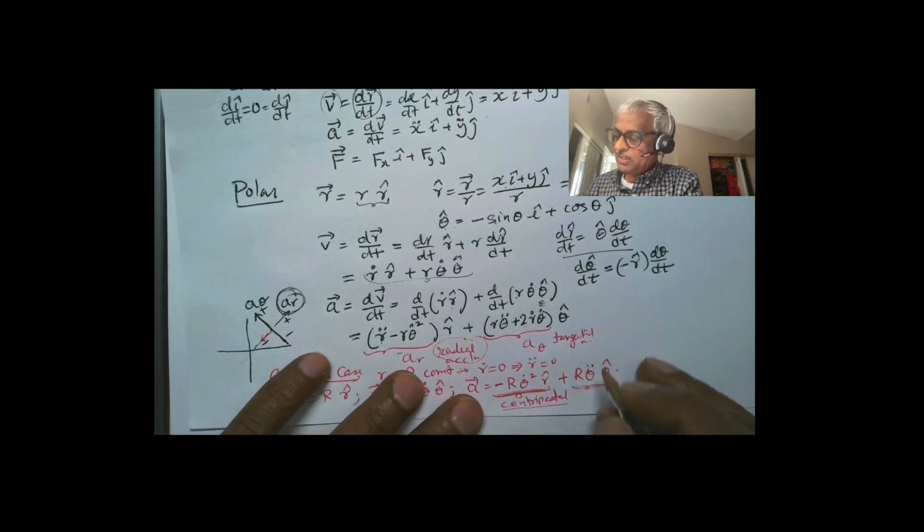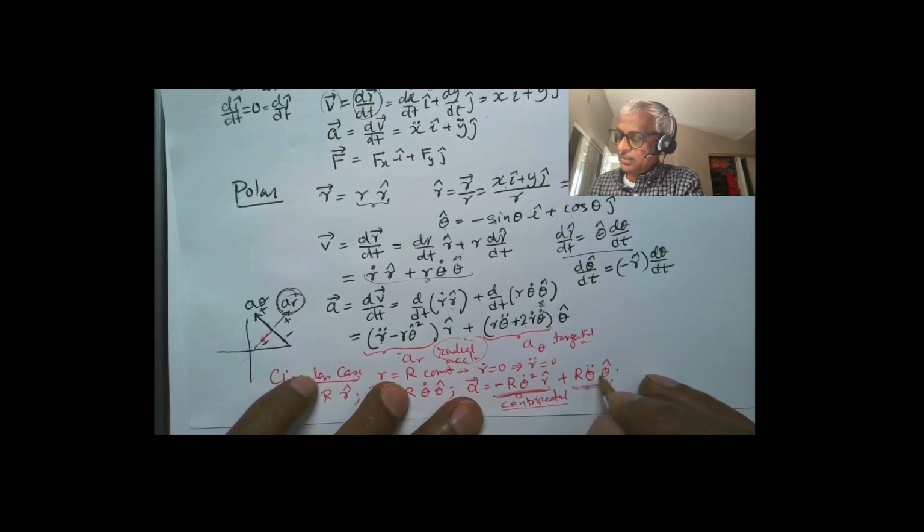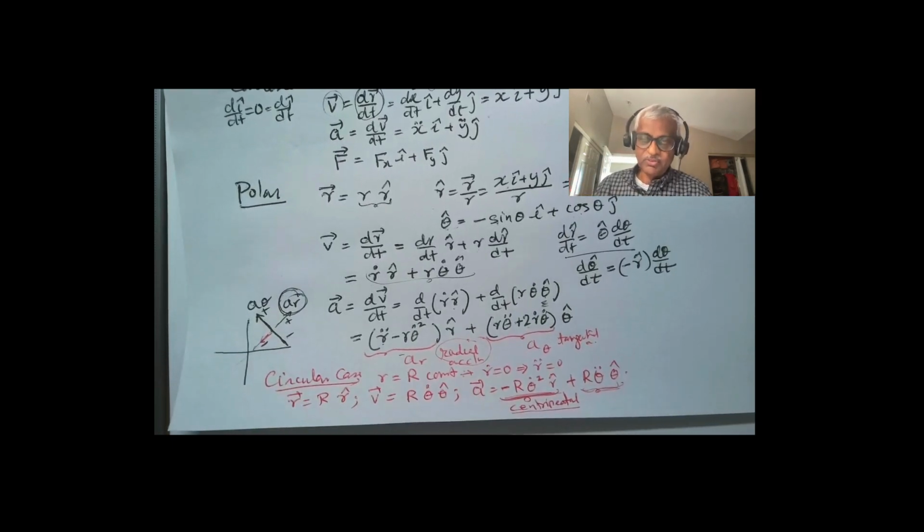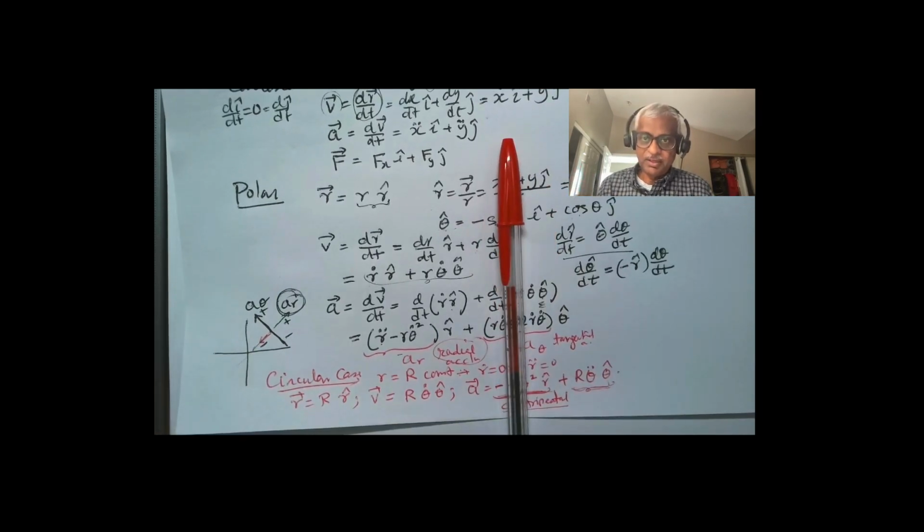And if it's moving at a constant theta dot, then this will be 0. If something is moving in a circular motion with constant theta dot. Okay, so this is a review, and we're going to do some examples now.